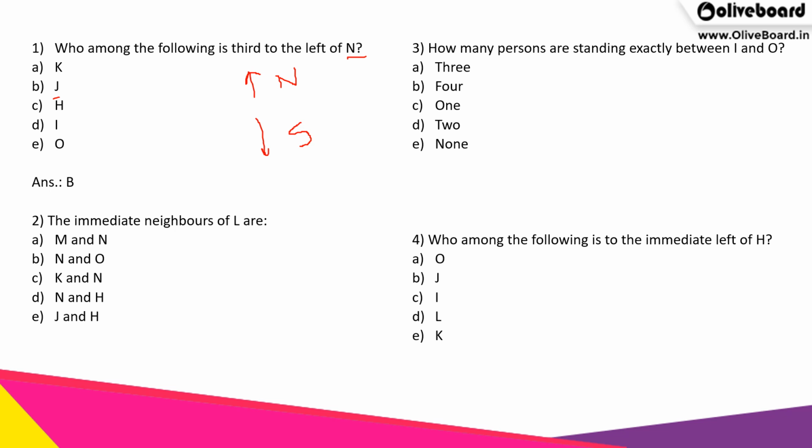The next question is the immediate neighbors of L. As we've already solved the immediate neighbors of L, we know that they are K and N. The third question, how many persons are standing exactly between I and O? So the answer to this is 2, right? The next question is, who among the following is to the immediate left of H? So we have clearly solved this. The answer is A, which is O. This was the last point we got, right? So O is the immediate neighbor of H.